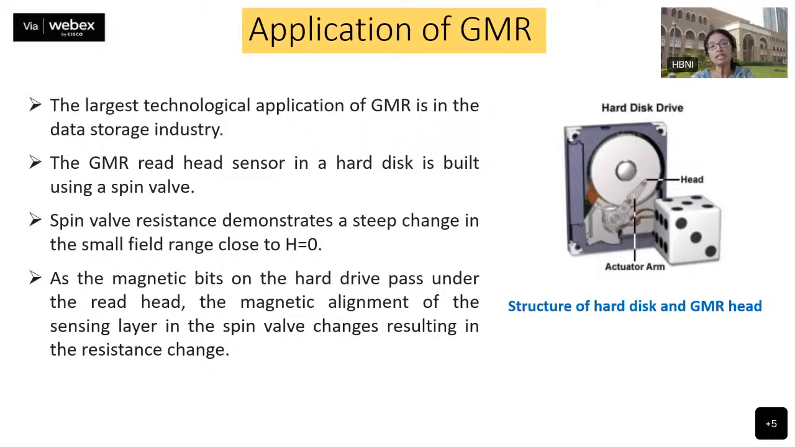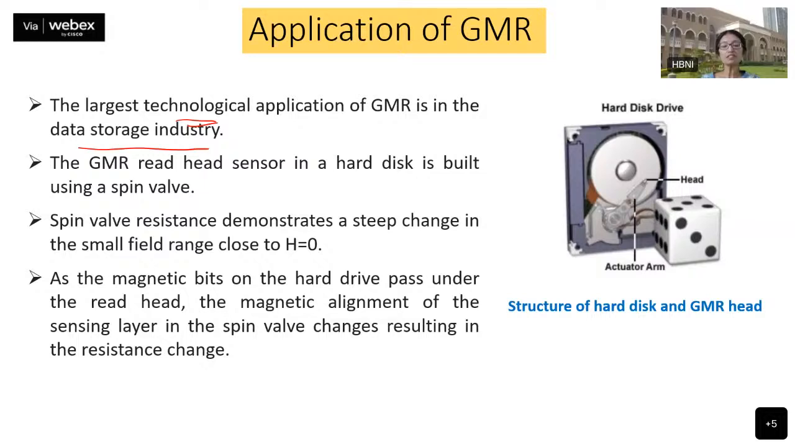So what are the applications of giant magnetoresistance? What kind of applications are these GMR materials used in? The largest technological application, please remember, is in the data storage industry, where GMR is used massively. The GMR read head sensor in a hard disk is built using something known as a spin valve. As I said, in the spin valve, if you remember, you have an antiferromagnetic layer which is pinned to the ferromagnetic layer. Then you have a non-magnetic layer followed by a ferromagnetic layer, and it is this ferromagnetic layer which is free to move when you apply a magnetic field.